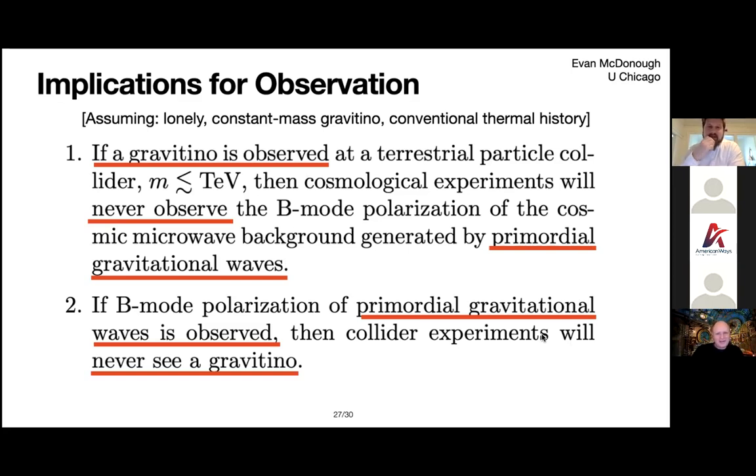So this assumes you have a constant mass gravitino. Oh, you mean over the entire history of the universe? Yeah. Oh, yes. Okay, well that's a big assumption. Okay, fair enough. All right. So then, if you observe both of these, you've sort of discovered that how SUSY is broken is changing over the course of the cosmological evolution. Okay, fair enough.